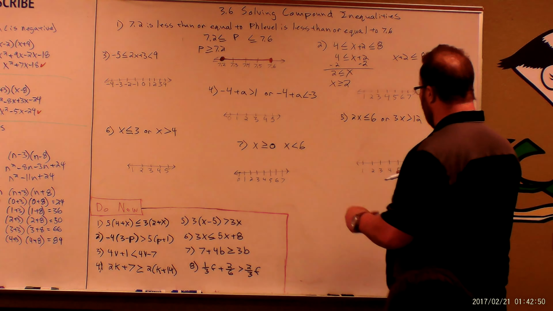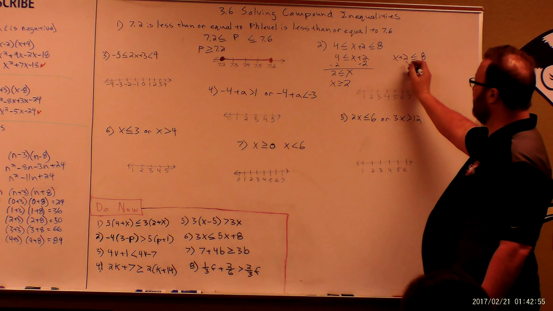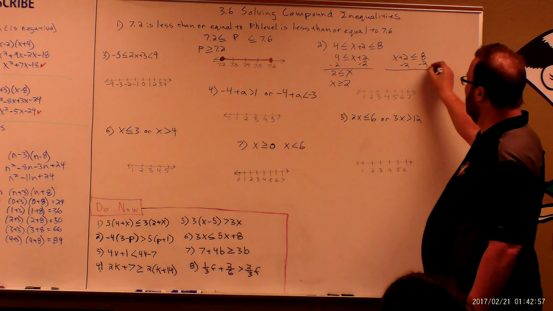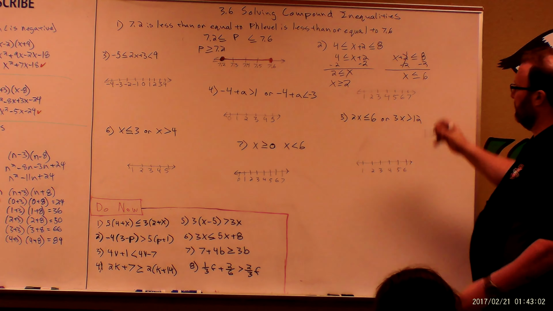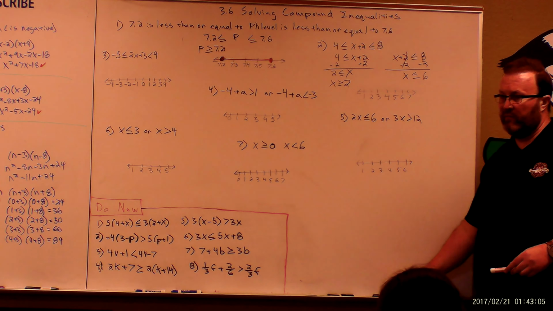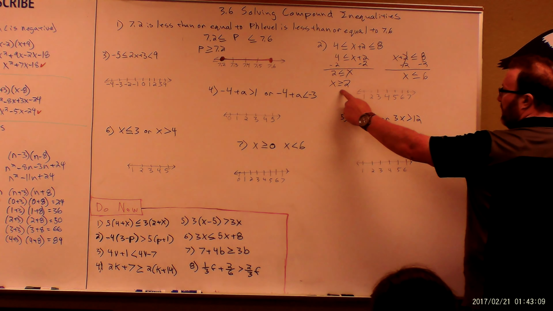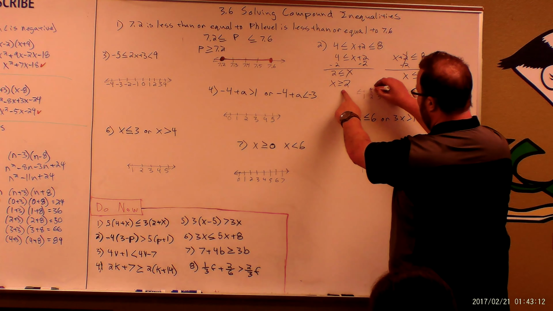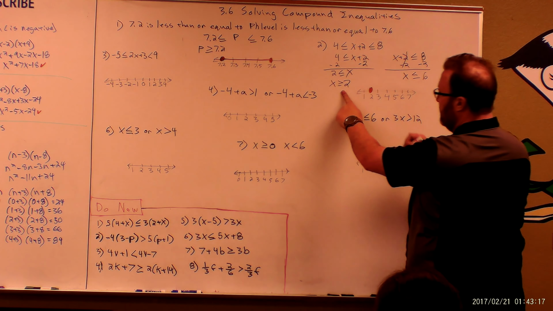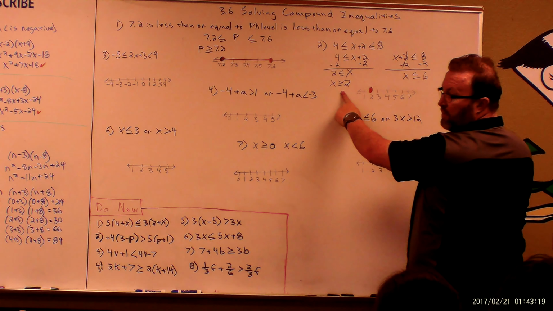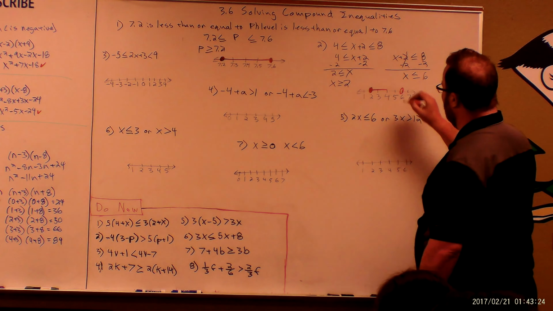Okay, this example right here. I need the x by itself. I'm going to subtract 2 from both sides. So x, 8 minus 2 is 6. Right? So both problems are done. Now all we have to do is graph them out. Tell me how to graph this out. Where do I go here? 2? Yeah, 2. Fill it in. Okay, and then what direction? Right or left? Left. Okay. What about this one? 6. What's the circle?